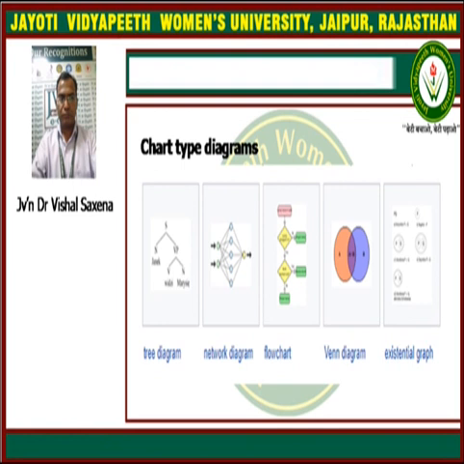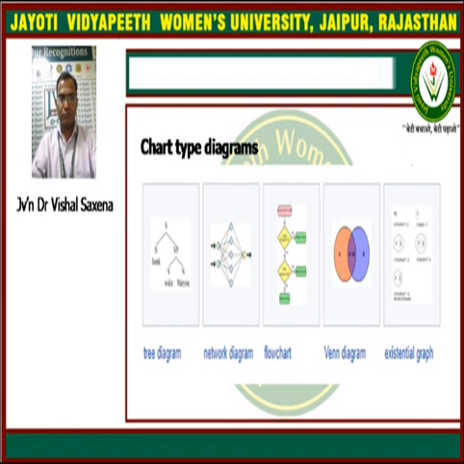Chart type diagram. We are taking some examples of chart type diagrams like the tree diagram, network diagram, flow chart, Venn diagram, and existential graph, which are shown there. Tree diagram is a very important part of graph theory, and you can see there it is a diagram shown in the form of a chart.